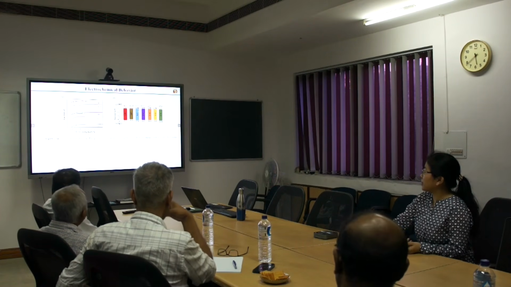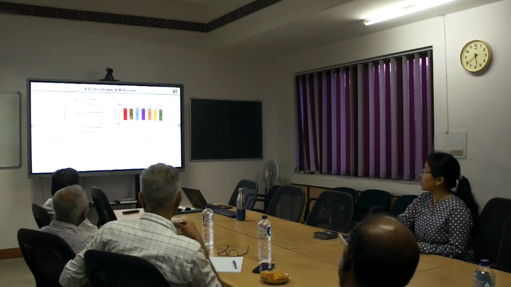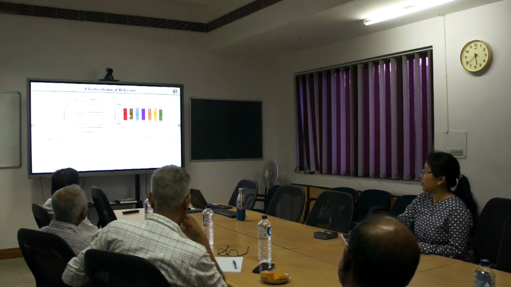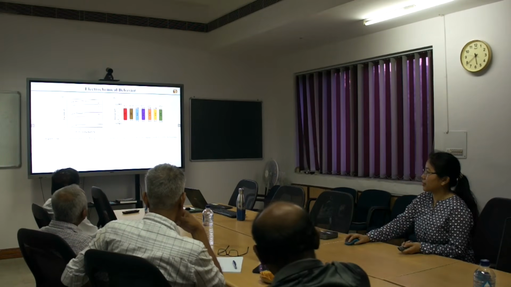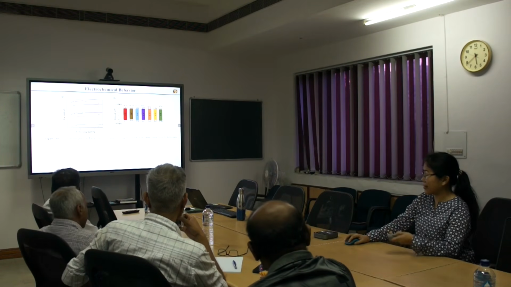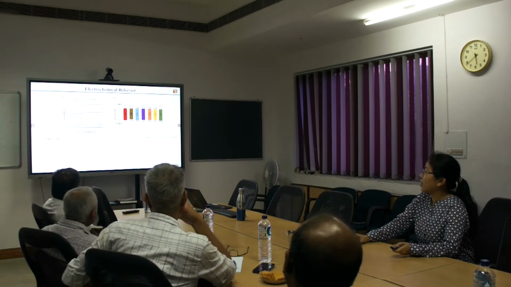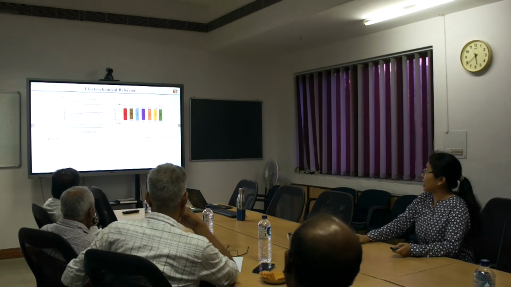And we have the optical band gap calculated from the red edge of the absorption spectra, and from cyclic voltammetric studies, we obtained the reduction onset value, and from there we calculated the LUMO values and HOMO values.